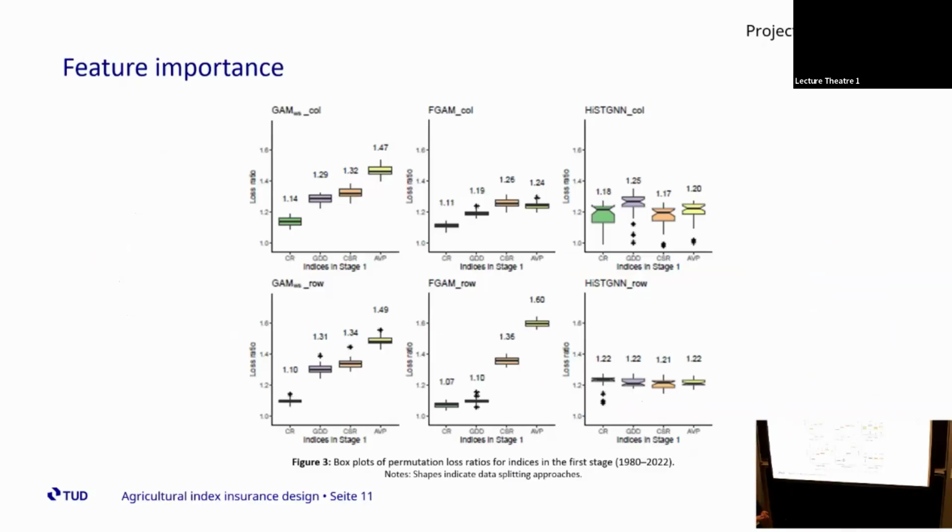And we try to explain our results with permutation feature importance analysis. We permute the test data set and define the feature importance by a ratio of RMSE: the RMSE on the permuted testing data divided by the RMSE on the original testing data. So the higher the ratio is, the more important the feature is, or the index is.